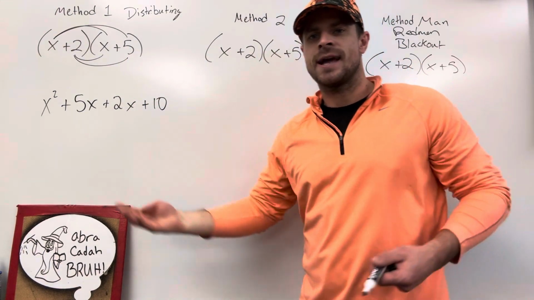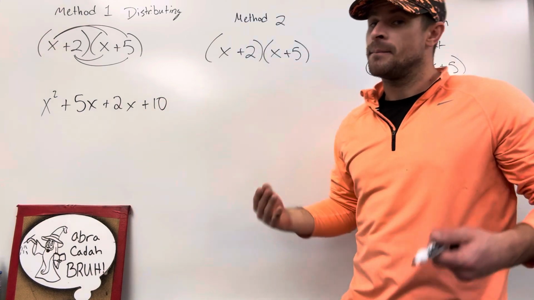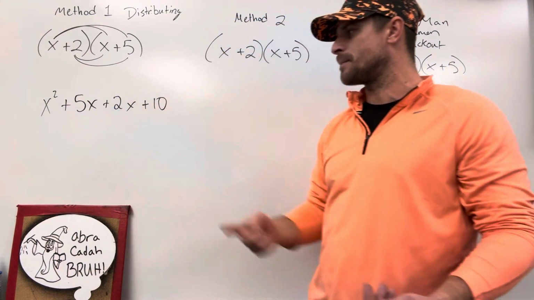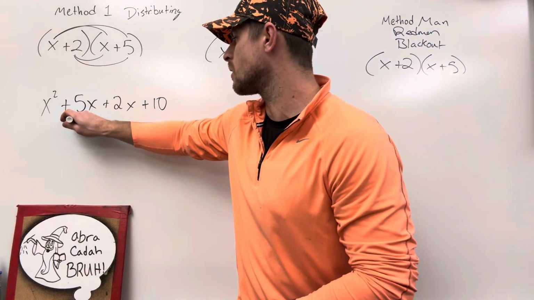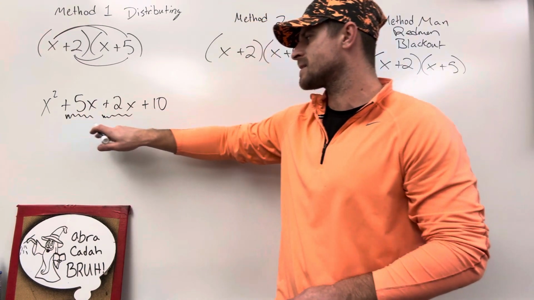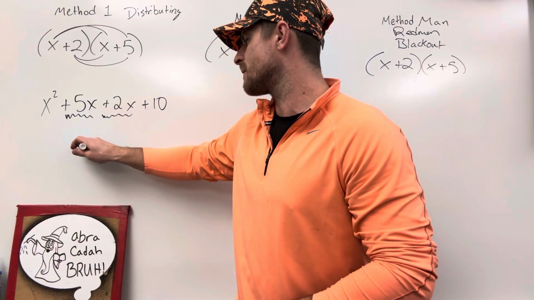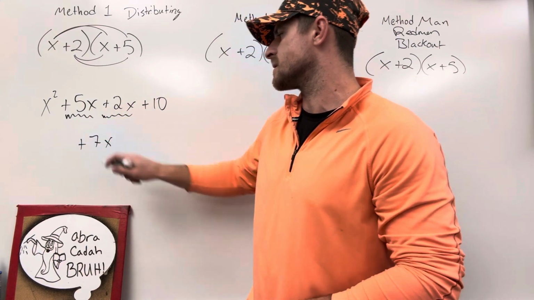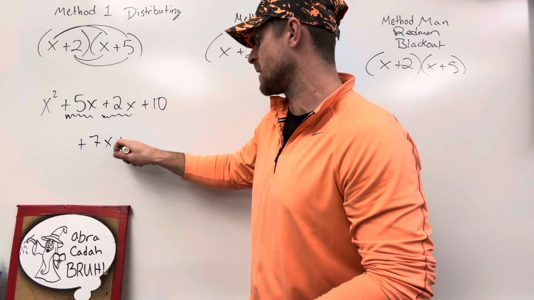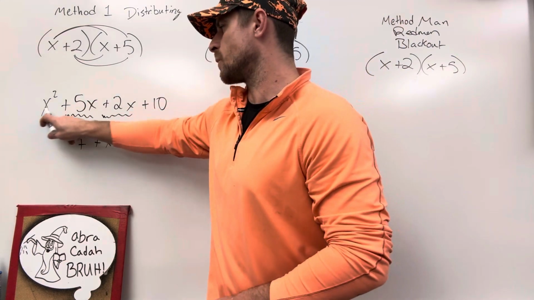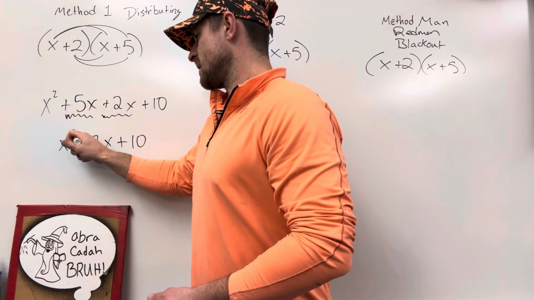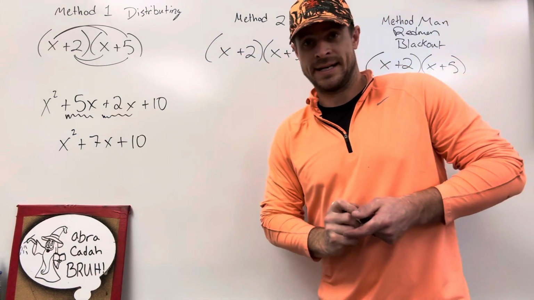Now when you're done, you're going to have 4 terms a lot of the time, but they're going to break down to 3 terms, because if I look at 1, 2, 3, 4 separate terms, 2 of them are what we call like terms. 5x should combine with 2x. Well, if I have 5 x's and I add 2 more x's, now I have a total of 7 x's. 10 is a constant. There's no other constants, so I'm just going to bring it down. And x squared is the only term with an exponent of 2, so it doesn't have anything to combine with. We just bring it down.